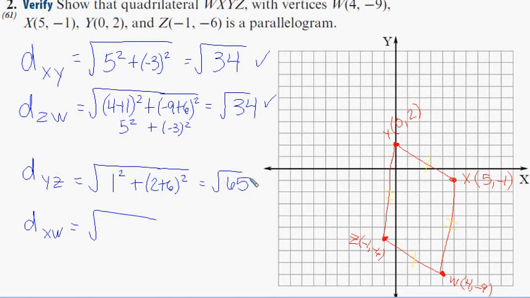Let's see what we get when we find the length, the distance from X to W. I'm going to say 5 minus 4 is 1 squared, all right? And then we have -1 minus -9, which is going to be -1 plus 9 squared, right? Can you see all of that? And so then that gives us 1 squared plus 8 squared, which is the same thing we had here, which is 65. So that checks out. So we've proved that this is a parallelogram.